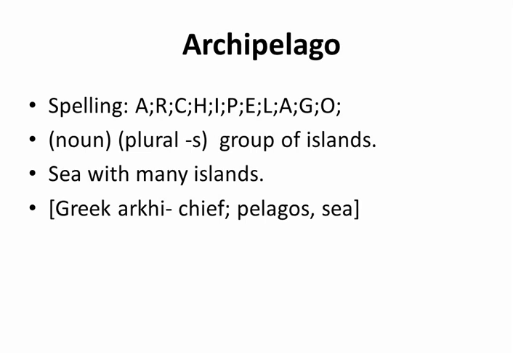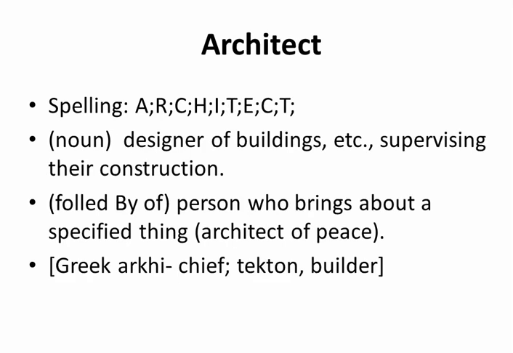Archipelago. Spelling: A-R-C-H-I-P-E-L-A-G-O. Noun, plural s, group of islands. Sea with many islands. Greek archa, chief, pelagos, sea. Architect. Spelling: A-R-C-H-I-T-E-C-T. Noun: designer of buildings, etc., supervising their construction. Followed by of: person who brings about a specified thing, architect of peace. Greek archa, chief, tecton, builder.